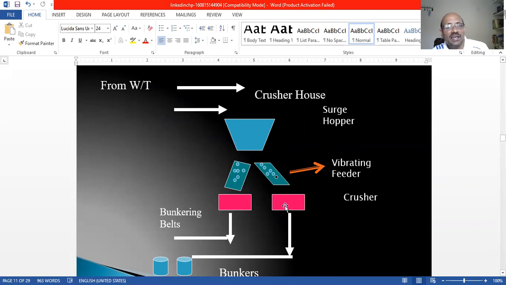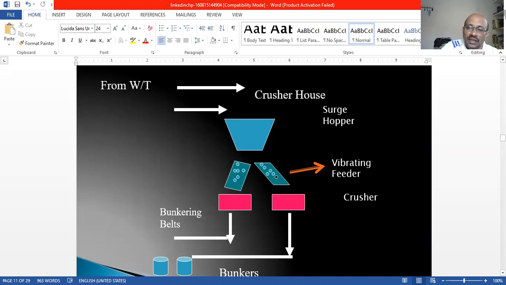After that, the vibrating screens, bunkering belts, or you can say conveyor belts or buckets, whatever transportation system is there, you can use it. Okay, crushers. After crushing, we send the coal with the help of our equipment to the bunkers. This is called the bunkering system.